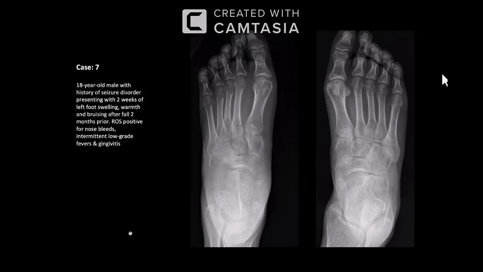Okay, so I'm presented with a foot radiograph of an 18 year old male with a history of seizures and swelling and bruising from a fall 2 months prior.